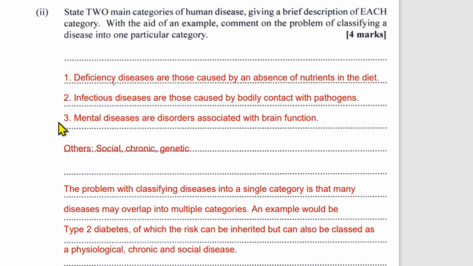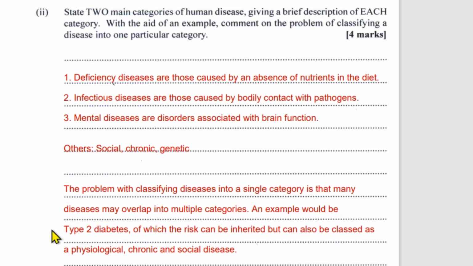Mental diseases are disorders associated with brain function. A common example here is schizophrenia. You have other categories too. You have social diseases, chronic, and genetic. Now, the problem with classifying diseases into a single category is that many diseases may overlap into multiple categories.